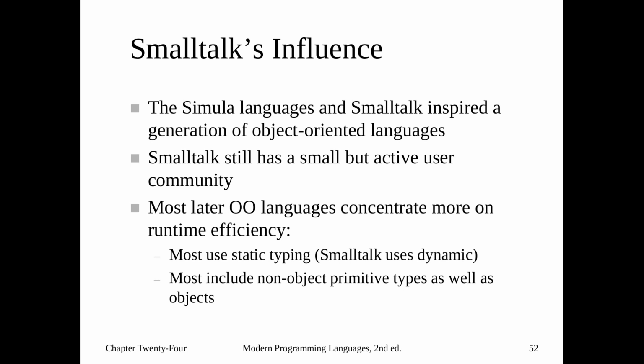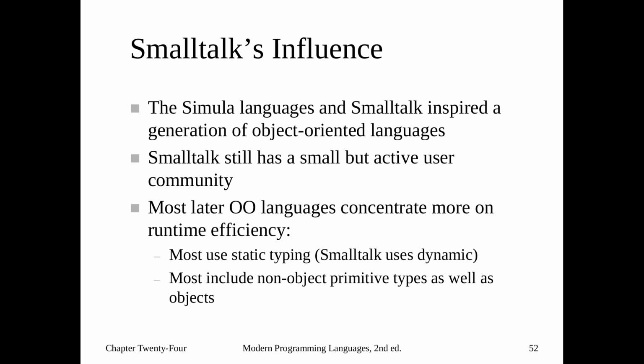Most later OO languages, current OO languages, concentrate on runtime efficiency. So for example, in Java, C#, these two languages focus on static typing, right? So we have to state the type of a variable when we use it, at the time that we write the code, prior to it being compiled. On the other hand, Smalltalk uses dynamic typing. Interestingly enough, Ruby also uses dynamic typing. So does Python.